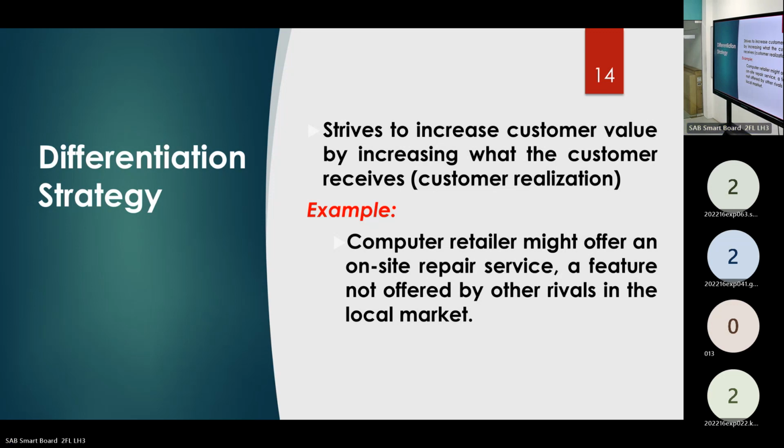So your product differentiates, any feature set, right? Then the customer gets created value, and then you build a market share. Right? You differentiate your product with the customers. So this is cost leadership and differentiation.